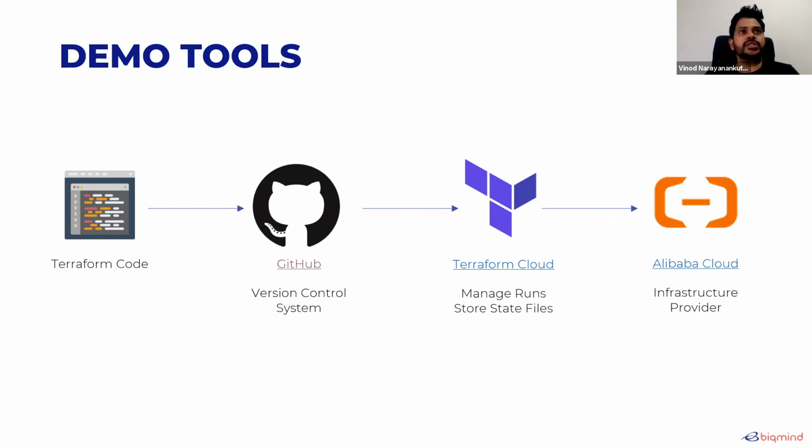Make your code changes, commit to GitHub, automatically trigger the run on Terraform Cloud, followed by deployment on Alibaba Cloud. All these tools have free tiers, so please do subscribe and try.